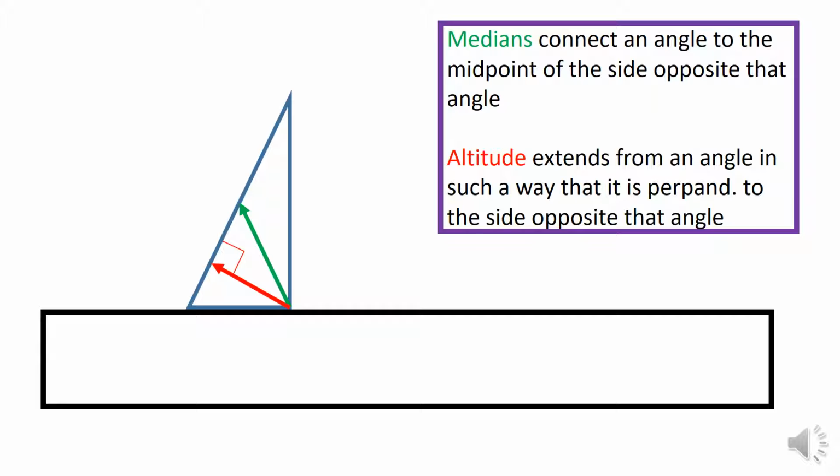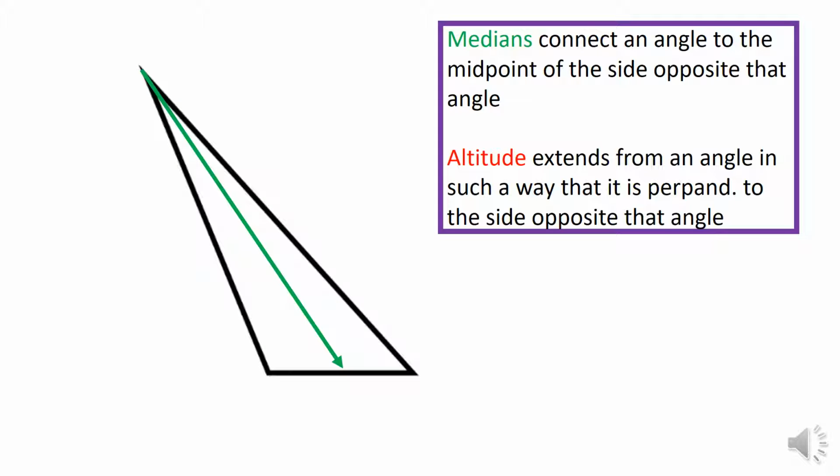All right, we got to look at the example of an obtuse triangle because it does present some difficulties. The median is still straightforward. It's going to go to the midpoint of the side opposite of the angle from which that median is extending. But what are we going to do with the altitude? The closest the altitude can get to being a right angle is if it goes right along this one side of the triangle. That's the closest it can get to being a right angle while staying within the bounds of the triangle. But it's clearly not a right angle. So this altitude is going to have to go outside of the triangle.